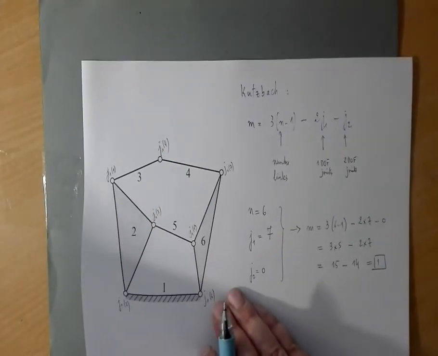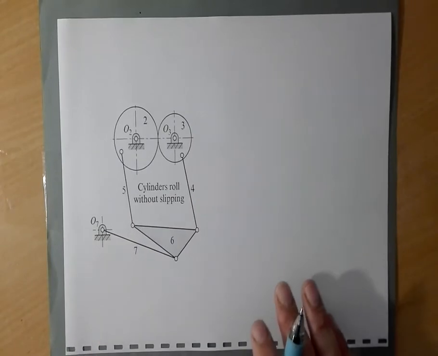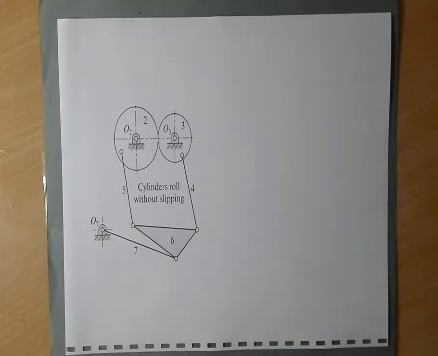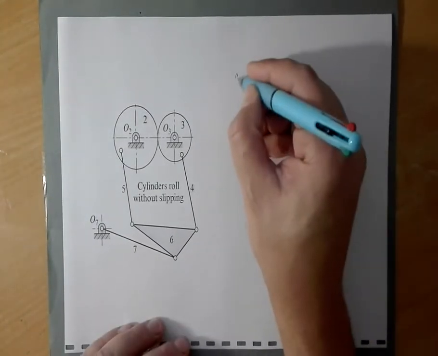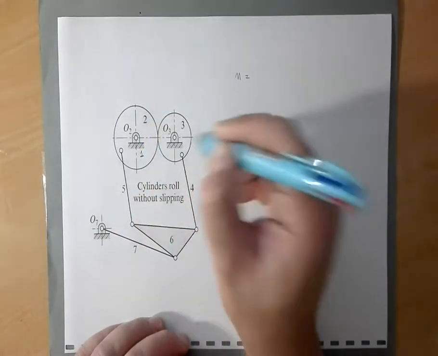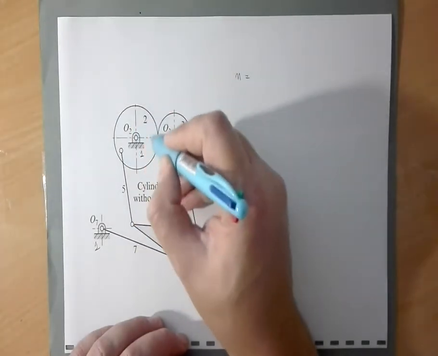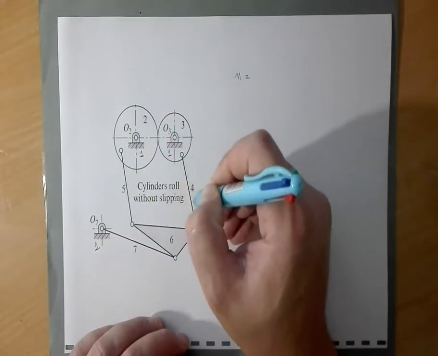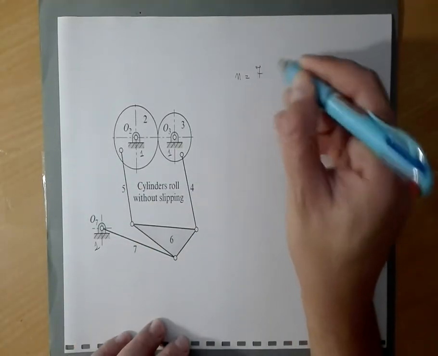Now let's see another mechanism here. This one, using the Kutzbach criterion, we will try to find the number of links. Here we have the frame 1, the second link, the third link, the fourth, the 5, the 6, the 7. So we have 7 links.